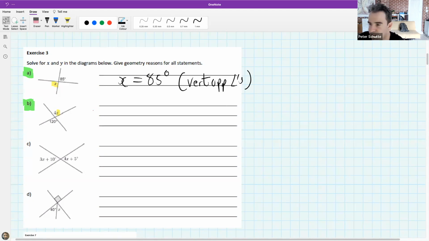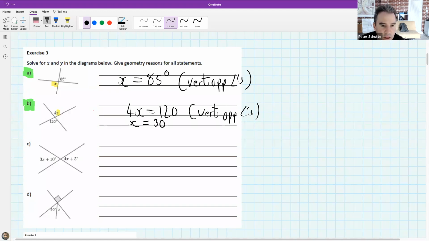Sino, let's do this. What do you think I should do with the 4X? Hi, sir. Hey. So the angles are vertically opposite. So you will take the 120 and you're going to say equals 4x, and you will then divide the 120 by the 4 to get the x. So then what do you get for x? 30 degrees. Perfect. Okay, let's just do one more like this. Let's do C. Thank you so much. That was fantastic.